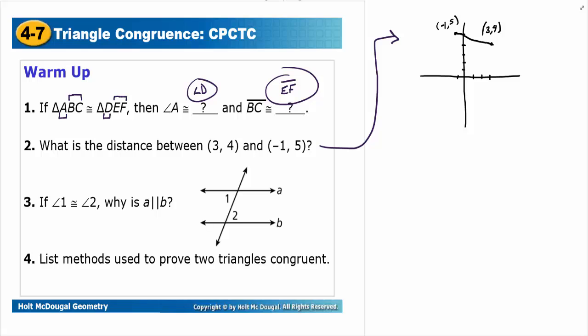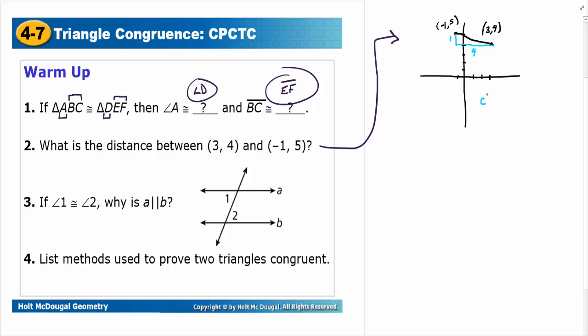I'm not very good at drawing straight lines on here, but what I said, you can use Pythagorean theorem if you set up a right triangle between those points. If you did that, this distance or the height would be 1. You can also look at the points. 5 minus 4 is 1. If you go from -1 to 3, that's 4. So this would be for the distance.